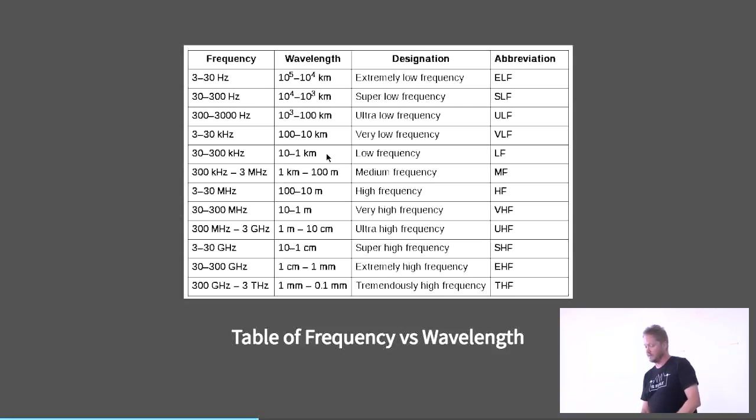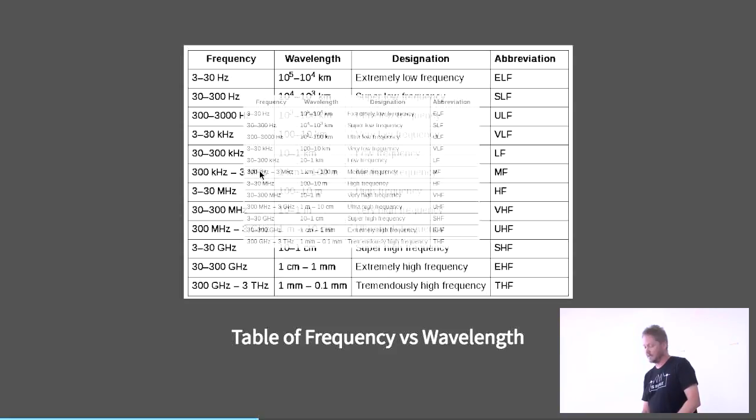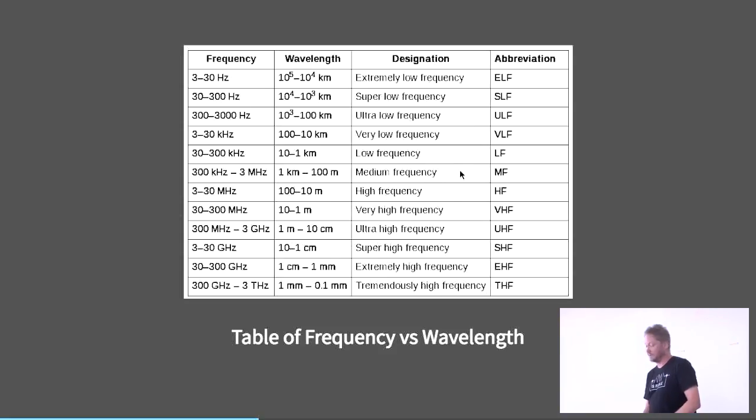And so the kinds of frequencies that most of us are familiar with in things that we would deal with day to day, AM radio is in the middle here in the medium frequency band, where wavelengths are between about 100 meters and a kilometer. And our AM radio band from about 550 to 1500 kilohertz.